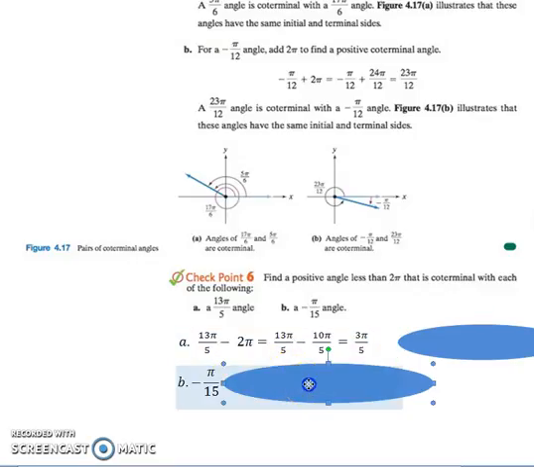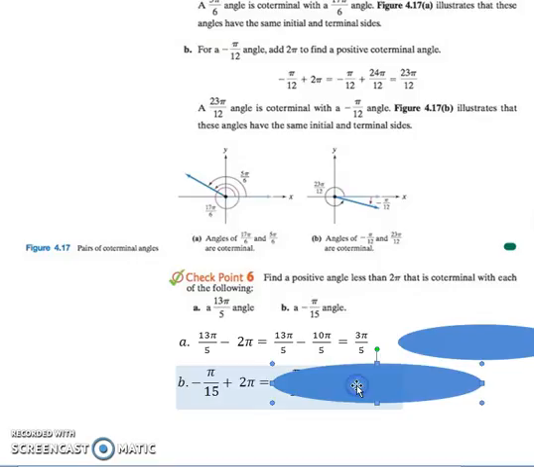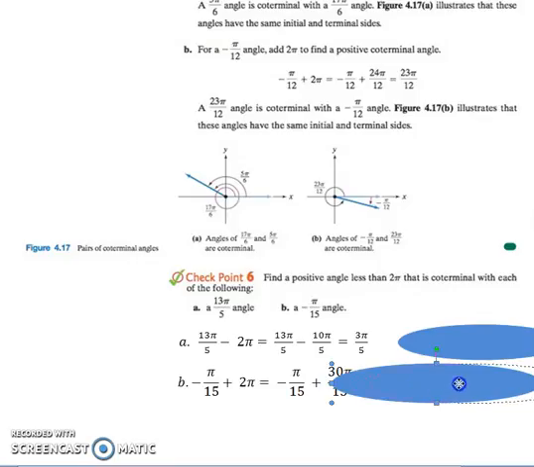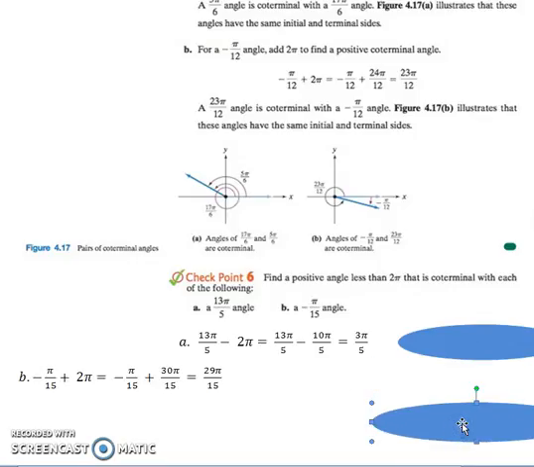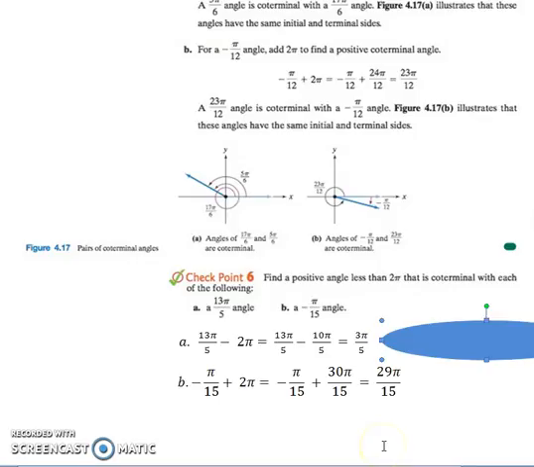Negative pi over 15, we're going to add 2 pi. 2 pi in terms of fifteenths would be 30 pi over 15. And then 30 minus 1 would give us 29 pi over 15.